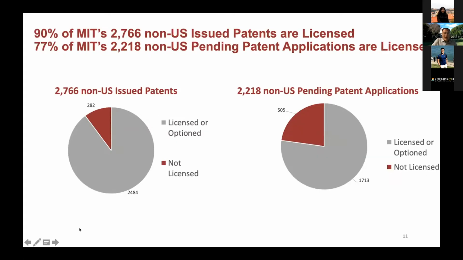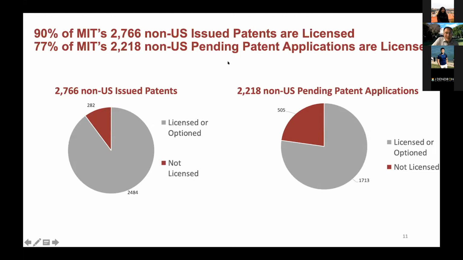This is the other interesting part. For MIT, almost 3,000 non-US issued patents are licensed. And also almost 80% of MIT's over 2,000 non-US pending patent applications are also licensed. The audience would be very interested or surprised to see this super high number, right? So you would ask why?